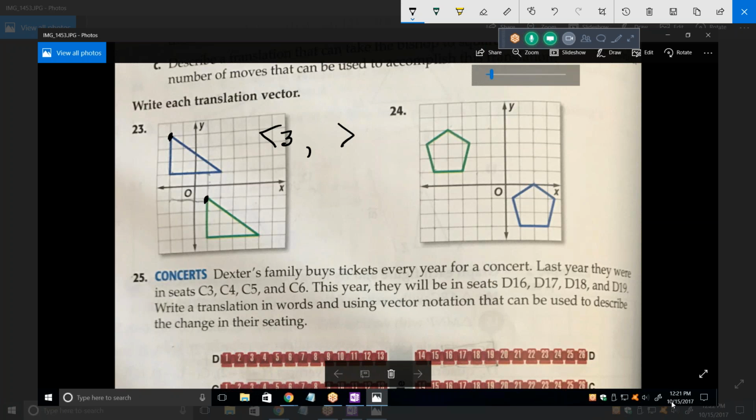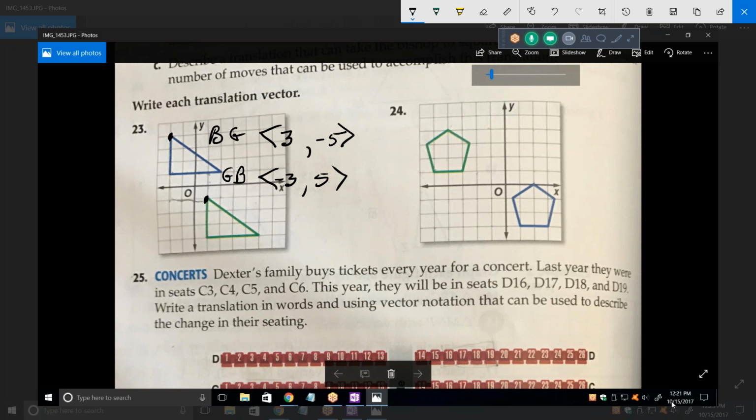5. Plus or minus? Minus, because we're going down. Now, notice that if I was going from green to blue, it would have been -3, up 5. So that's the only difference. Depending on whether you're going from blue to green, this is blue to green, this is green to blue.